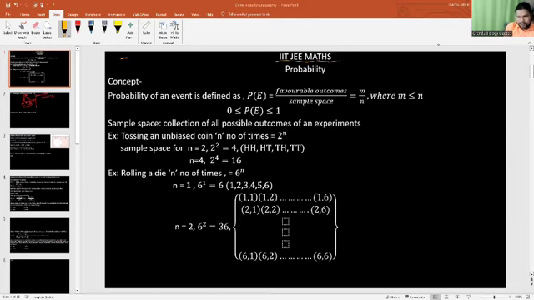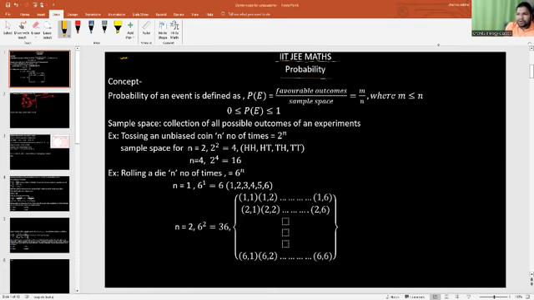Before moving to that, I will tell you about myself. My qualification is Master of Engineering in Thermal Science, and my area of interest is mathematics. So every time they are asking 2 to 3 questions from probability. Let's start probability here.